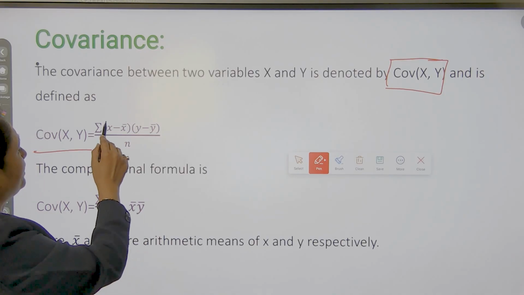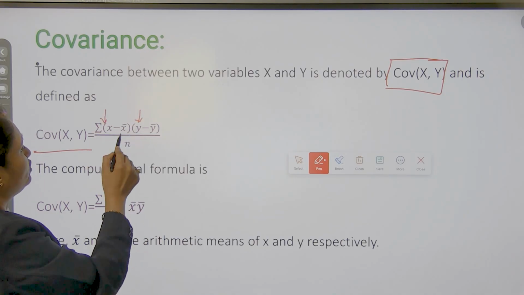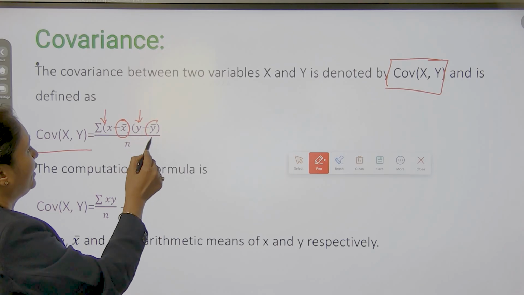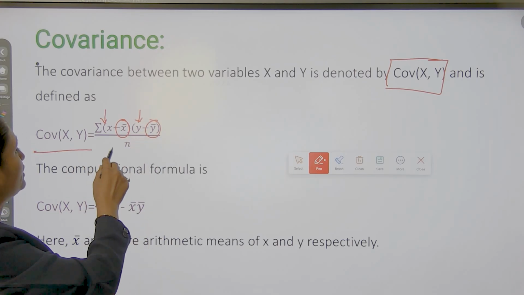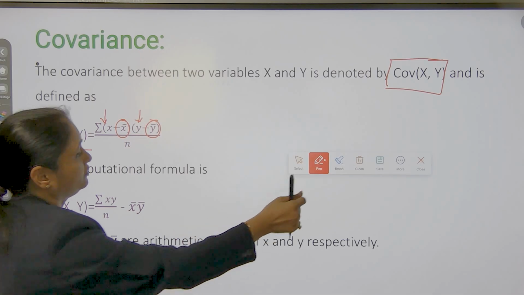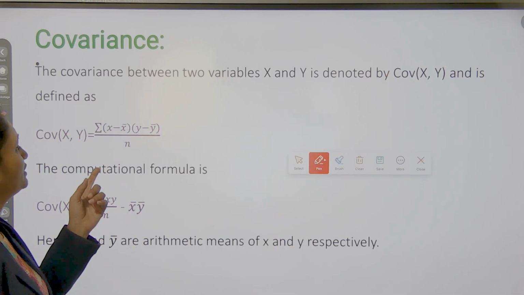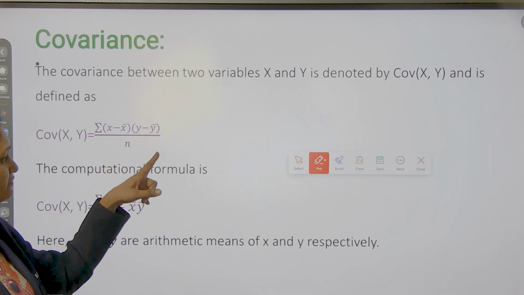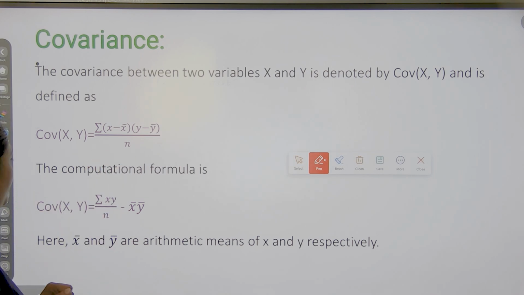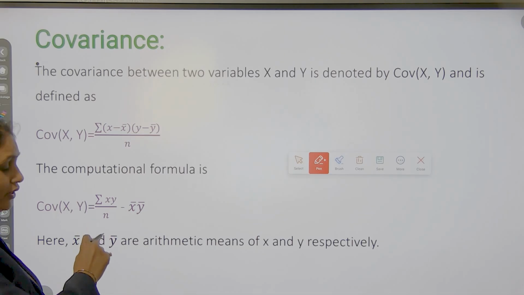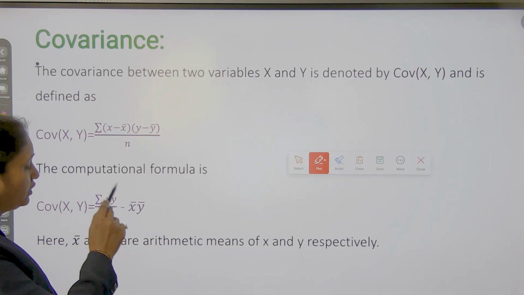Here we have given x and y values and we have to find the arithmetic mean of x and y values. So covariance of x comma y is equal to summation of x minus x bar and y minus y bar, divided by the total number of values. And the computational formula is covariance of x comma y is equal to summation xy upon n minus x bar into y bar.